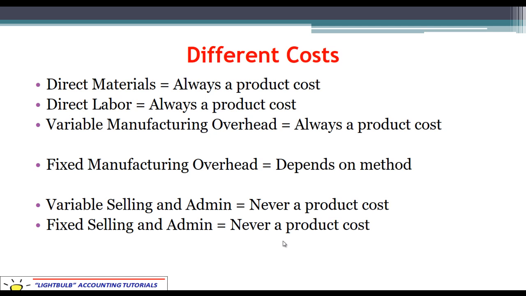Now let's go down to the selling and administrative costs. We have variable and we have fixed. Those, by their nature, never relate to production. Instead, they're the selling, the running of the company overall. So they are never a product cost regardless of which method you're using.